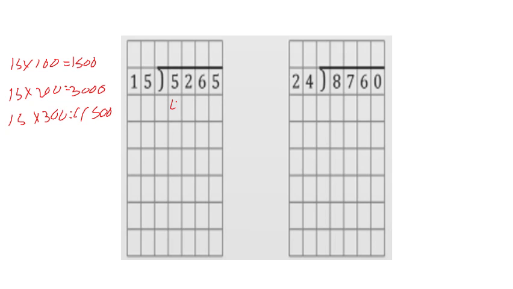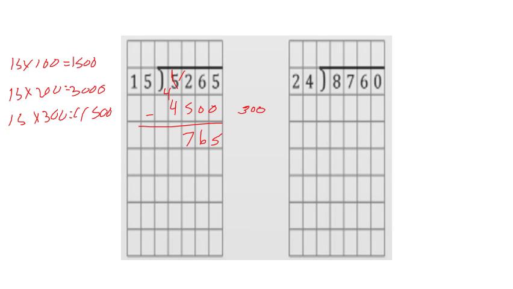On the next one, we know 15 times 100 equals 1,500. So we know 15 times 200 would equal 3,000. And that means 15 times 300 would be 4,500. So let's go ahead and take 4,500 out. That leaves us 765 left. And that's because we took the multiple of 300 out.